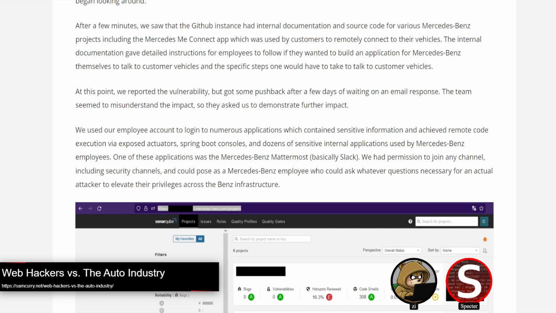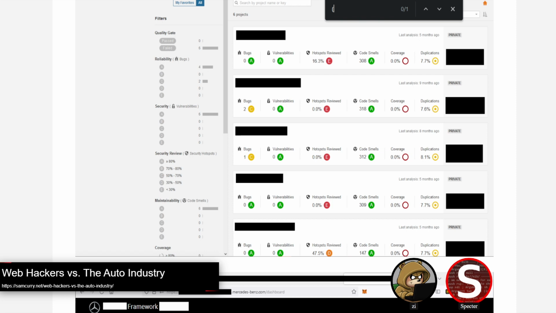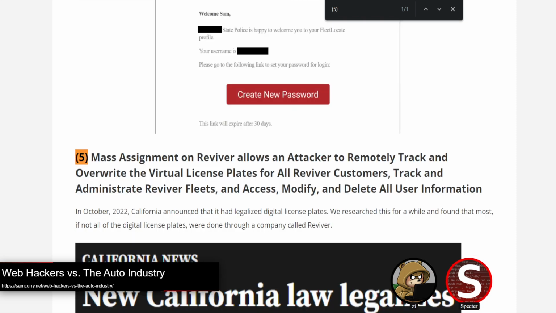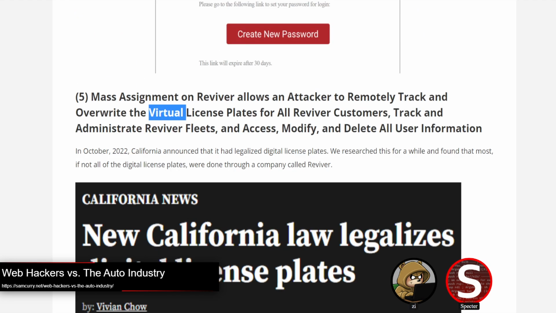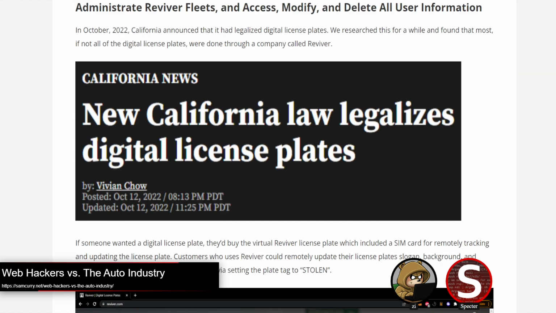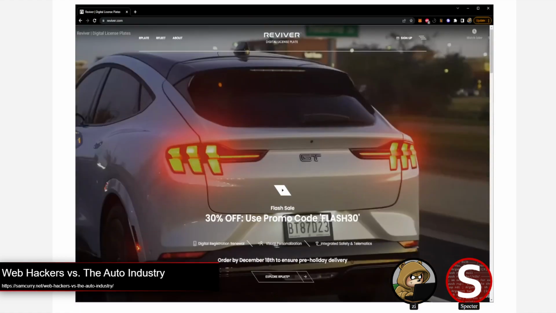The other bug that I thought was interesting was the fifth bug, and it was in digital license plates. This was interesting because I didn't even know these were a thing really. But apparently, a few months ago in California, digital license plates were legalized. So just bring it up here for those who are watching. These plates not only included a SIM card for tracking, but also allowed remote updating of the plate slogan and background. And it had a feature where it could set the plate to stolen in the event of the vehicle being stolen, which I thought was kind of a neat feature. But of course, it's digital, and typically stuff like this isn't implemented very well. So that's why we're talking about it in the context here.